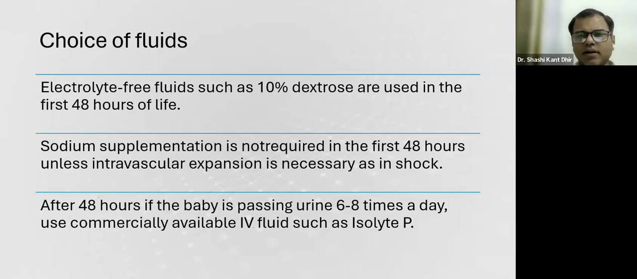Before that, we should not add, right? So the choice of fluid is 10% dextrose. Here, someone may argue that in extremely premature babies, why not use 5% dextrose?